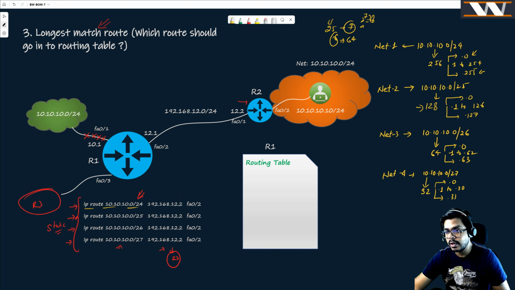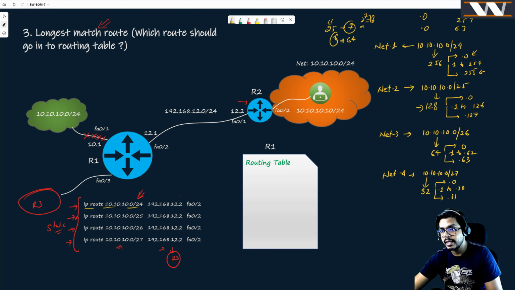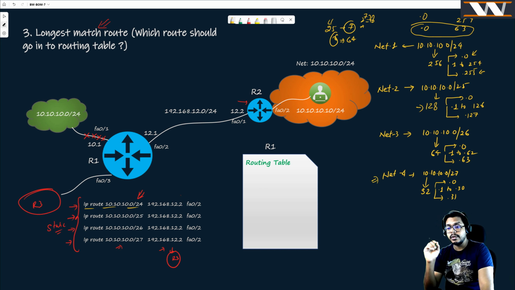Because network 2 is from .0 to 127, and network 1 contains .0 to 127, but it contains more hosts also, right? Similarly, network 3 is there in network 2 and network 1, but absolutely it is more specific because network 1 contains from 0 to 254, network 3 contains from 0 to 63. It means that it is giving you more specific information about the network, right? Similarly, network 4 is giving you more specific information because it is having only 0 to 31.